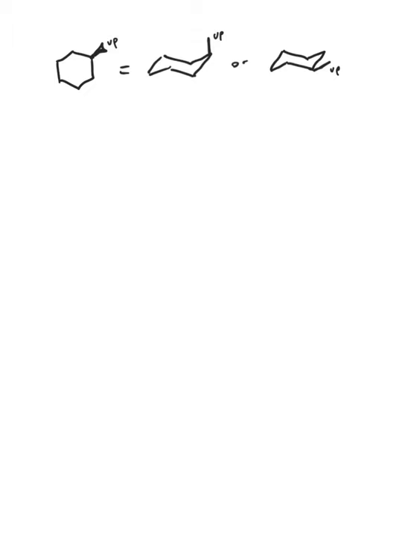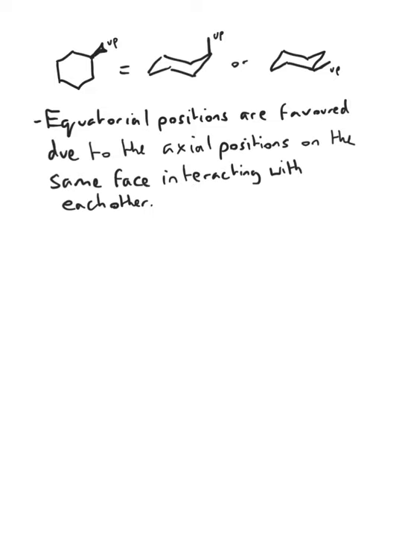So next is the question, which one is better, axial or equatorial? Well, it turns out equatorial positions are favored due to the axial positions on the same face interacting with each other. For example, we have this methyl cyclohexane. If we draw the equatorial methyl cyclohexane, no big deal. The methyl group is staggered. It's going to be at its lowest energy conformation at this point.